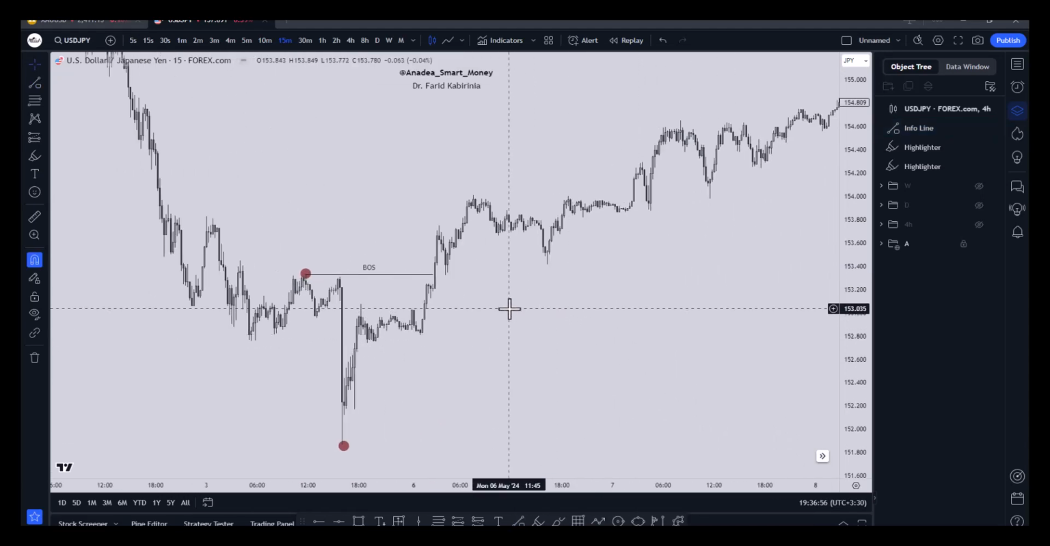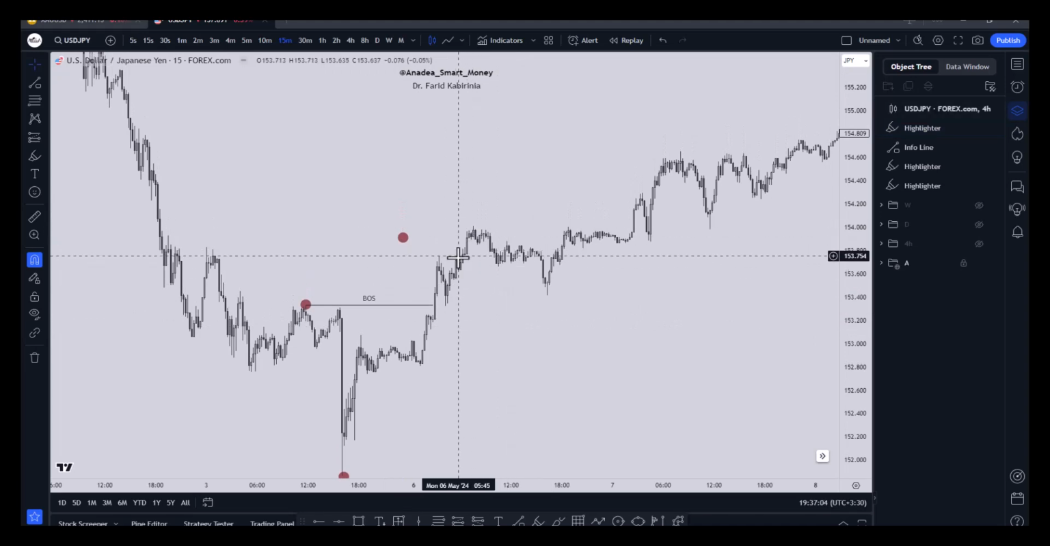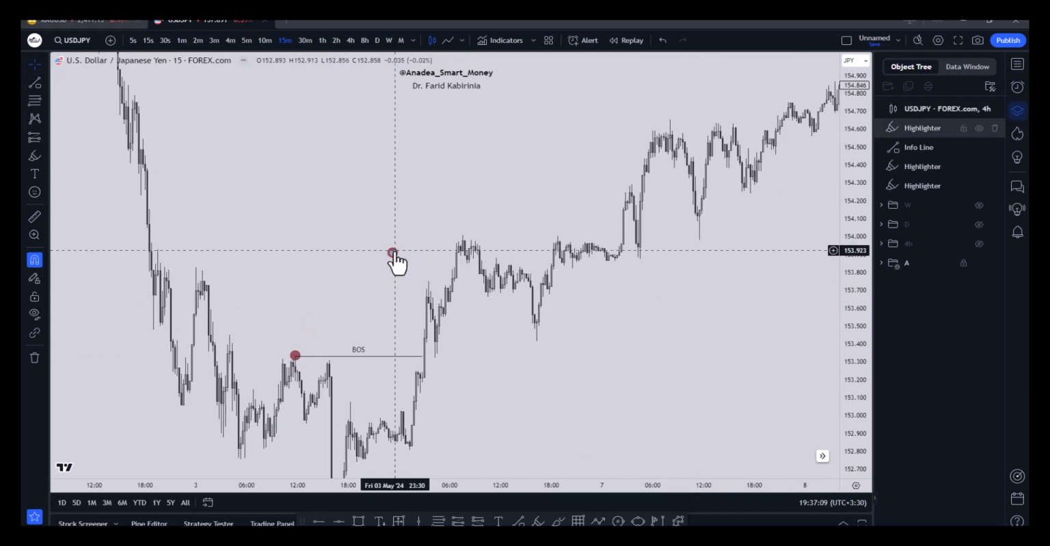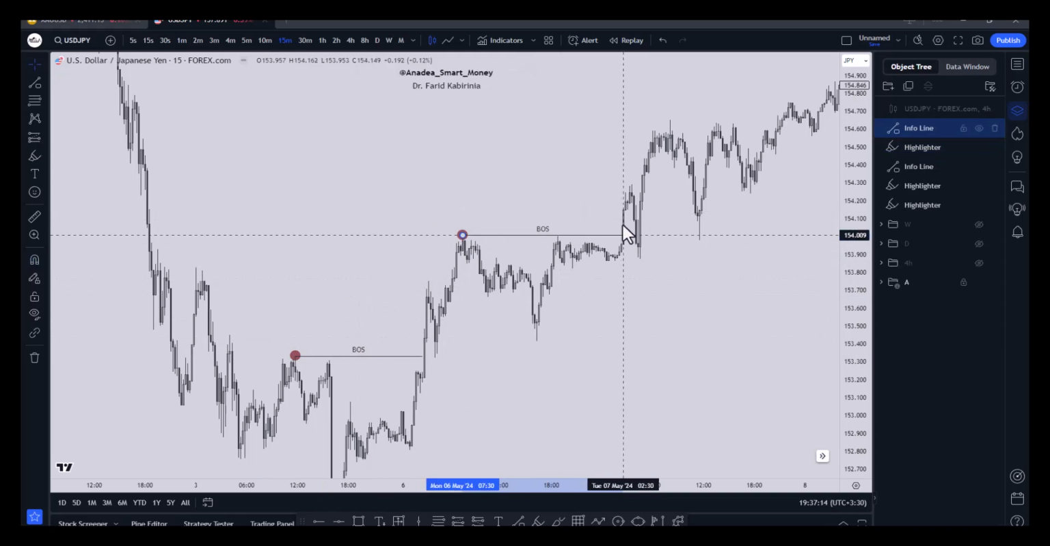So let's see. Where a valid demand has been taken out, our swing high is determined. Here, let's see, this is a valid demand, so check it out for yourself if necessary. And here is our swing high. Let's see, it's broken to the upside. This is our swing low.